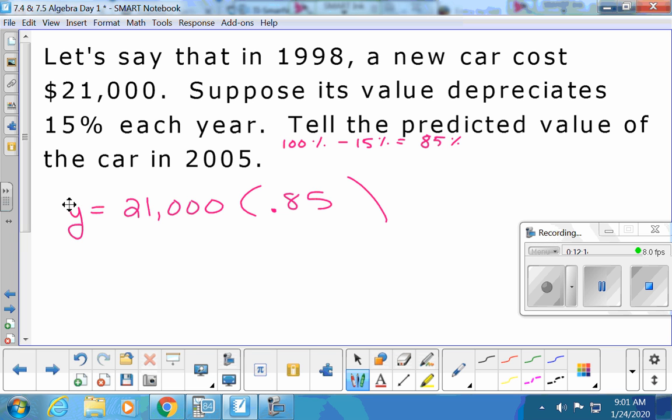And then I think we just need to figure out how many years go by between 98 and 2005. 7 years. So there's 7 years of that 15% loss each year. Let's type it in. Very interesting. So there's a lot of reading and figuring out what your growth factor is going to be in these problems.